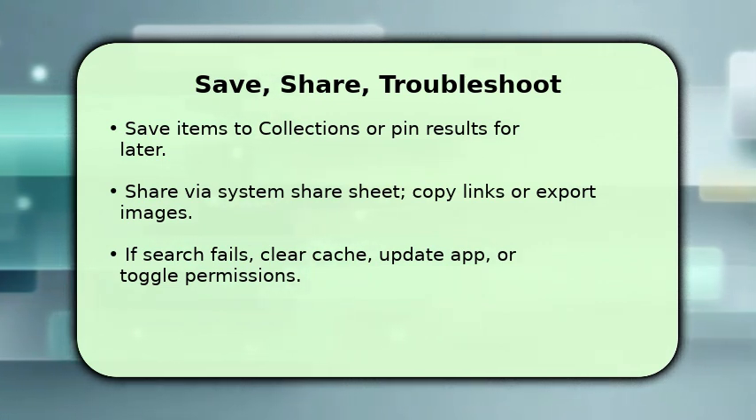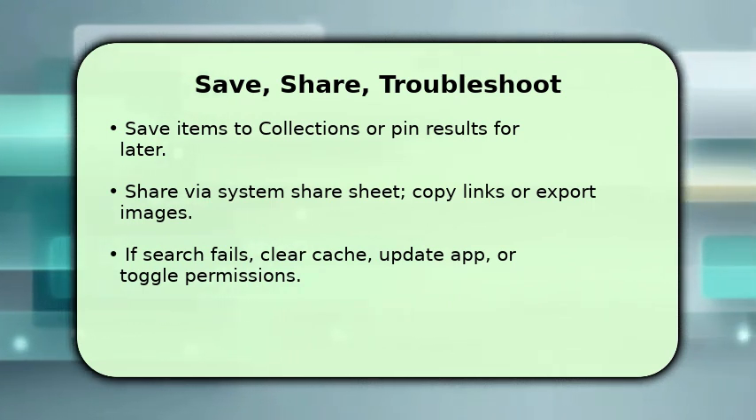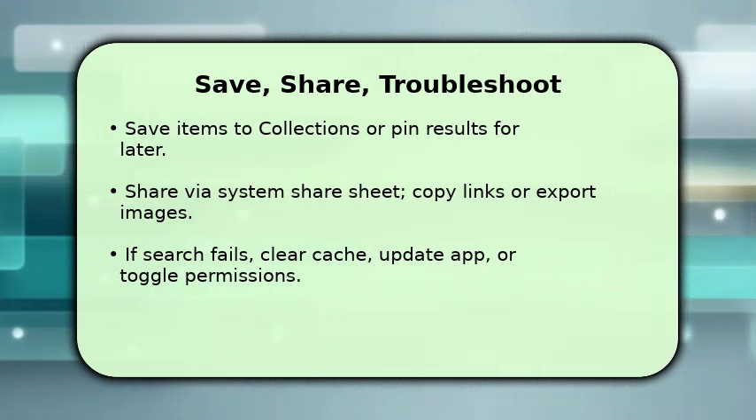If searches misbehave, first clear the app cache and ensure the Bing app is updated. Then toggle microphone or location permissions and restart the app. If problems persist, sign out and back in. This often resets account sync and resolves stuck settings.